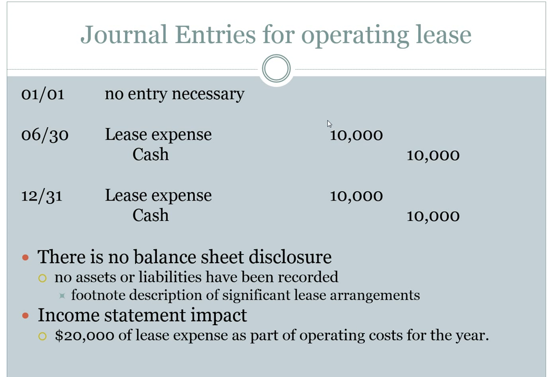The income statement impact is pretty straightforward. It's just the sum of whatever our lease expenses are. In this particular case, $10,000 for 2 payments this year, and that's $20,000 of lease expense as a part of the operating costs for the year. And that's all there is to accounting for operating leases.